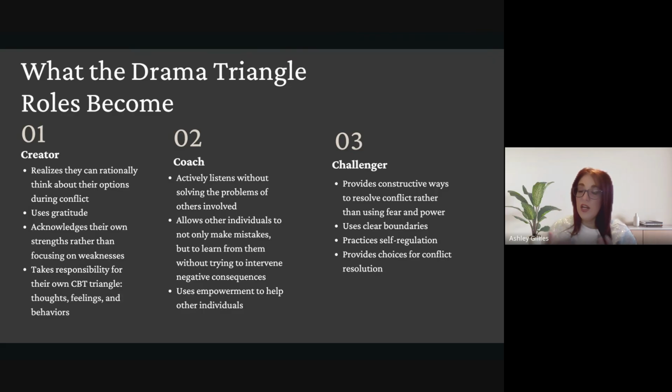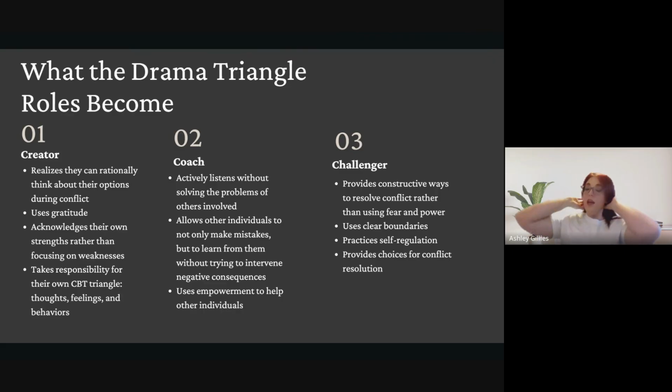Practice self-regulation. Even in my head, I'm like, are you kidding me? I'm like, seriously, what are you doing? Okay. Self-regulation. I had to regulate. I had to become very wise mind and provide those choices.